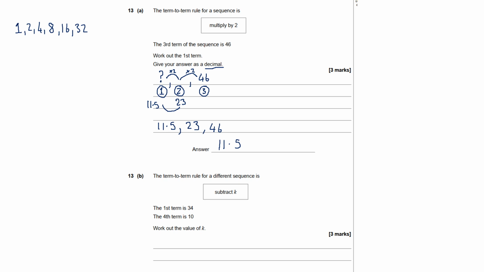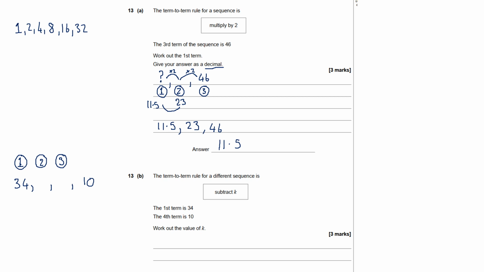Okay, so I'll use this space at the side just to give us a bit more room. So we start off with 34. That's term number 1. Then we go to something else which we don't know yet, which is term number 2. Something else which is term number 3. And then the fourth term is 10. So let's mark up. That's term number 1. We know that's 34 because we got told that. Term number 2 we don't know. And term number 3 we don't know.